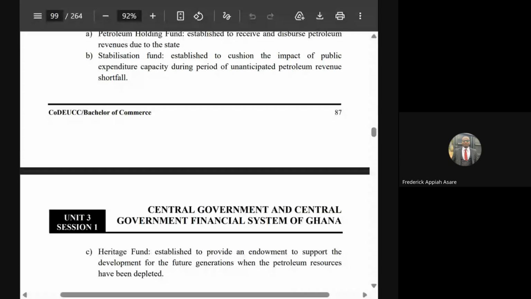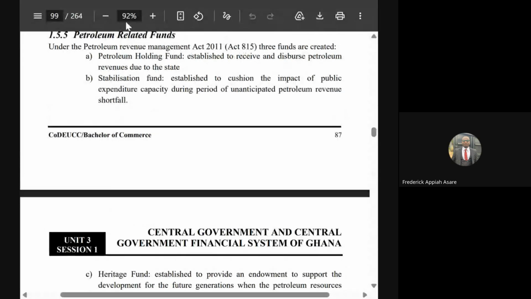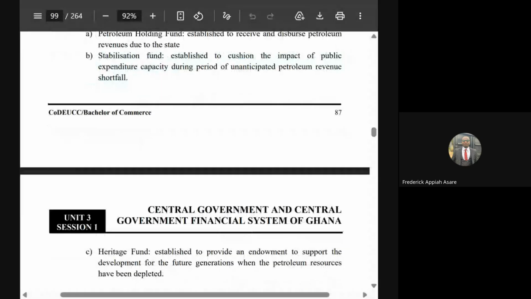We realized that this fund was established by the previous government, the Mills Mahama administration. That is 2011. They established this fund because that was the period petroleum started coming, and that is where they realized that we have petrol in the country. So they established this.